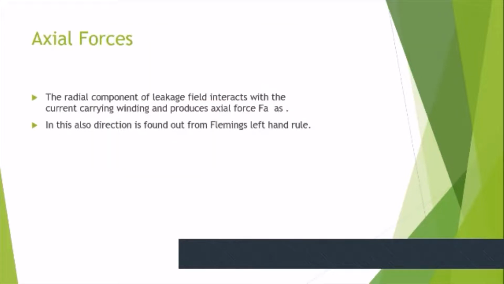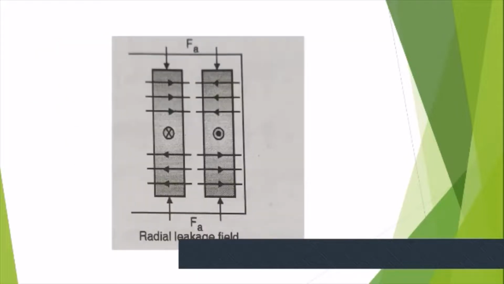So here are axial forces. The radial component of leakage field interacts with the current carrying winding and produces axial forces Fa as shown in this figure. In this also, the direction is found out by Fleming's left hand rule. So what is Fleming's left hand rule?